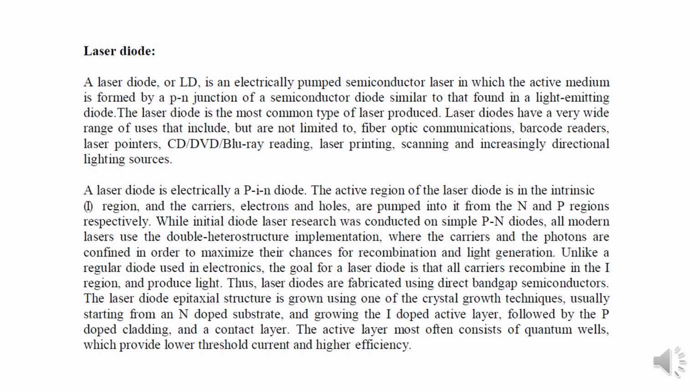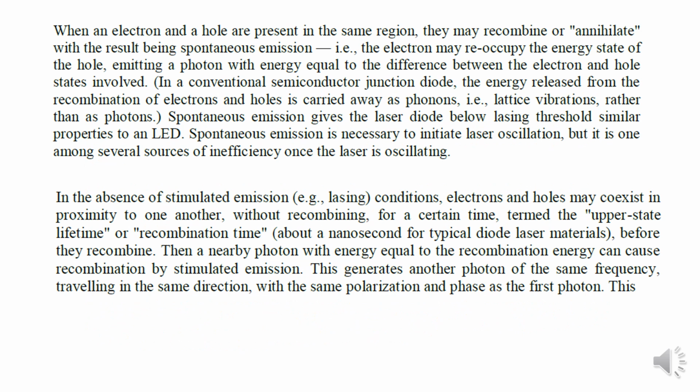Hence laser diodes are fabricated using direct band gap semiconductors. The laser diode's epitaxial structure is grown using one of the crystal growth techniques, usually starting from an N doped substrate, growing an I doped active layer, followed by a P doped cladding and a contact layer. When electrons and holes are present in the same region, they recombine, resulting in spontaneous emission: the electron may occupy the energy state of the hole, emitting a photon with energy equal to the difference between the electron and hole states involved.